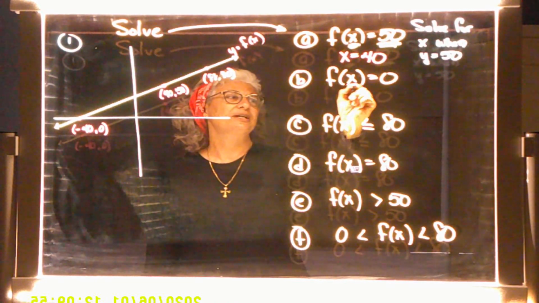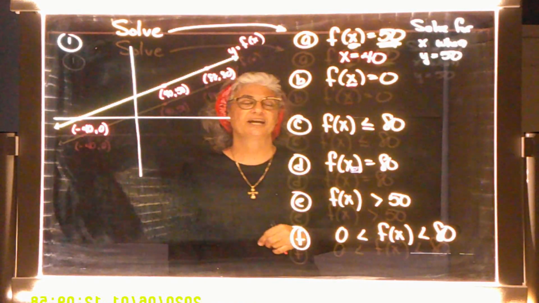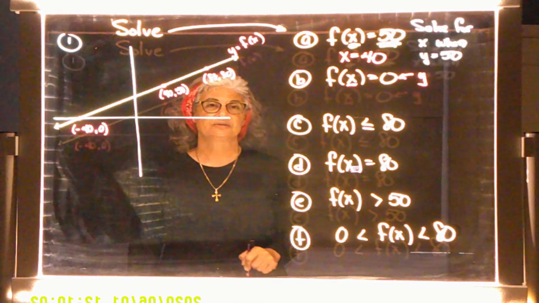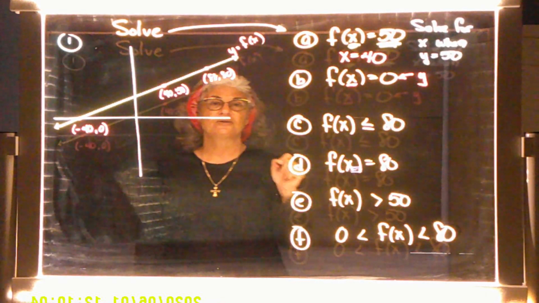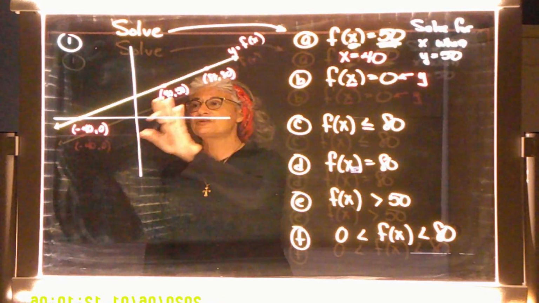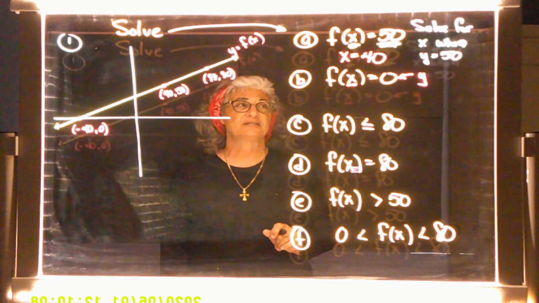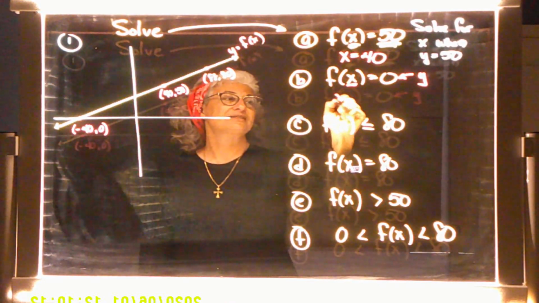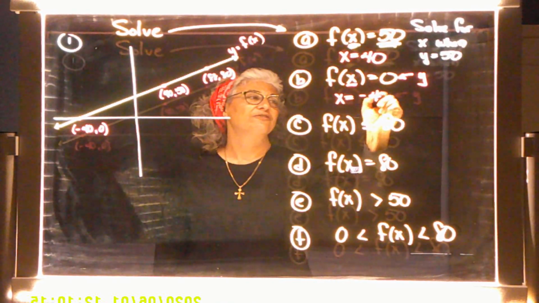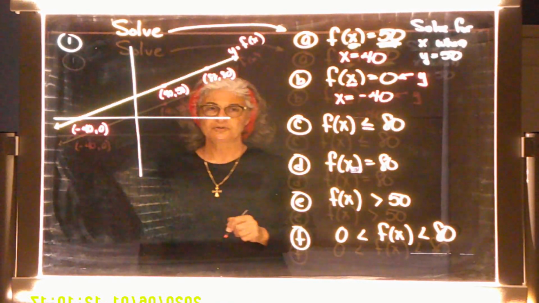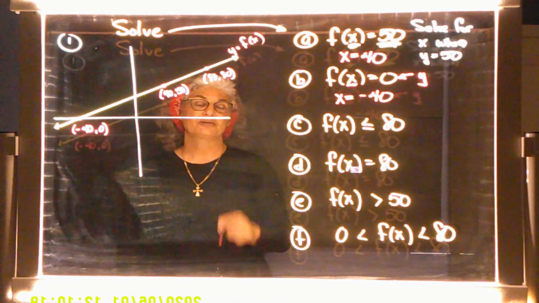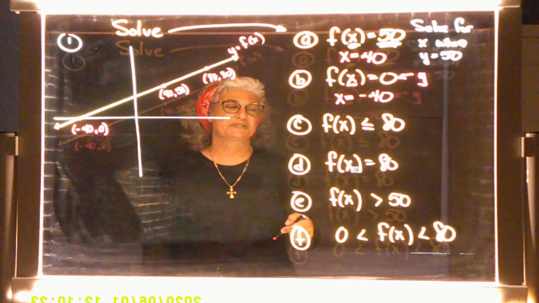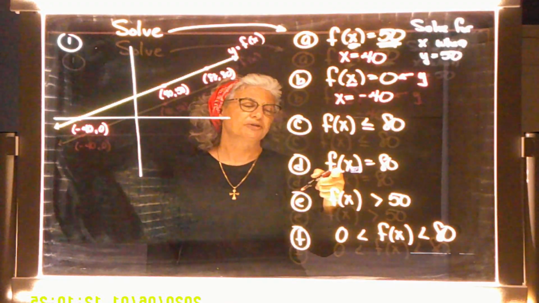Again, they didn't write the x, so I must be solving for x. And this 0 must be the y value. So, if I know that the y value is 0, which of these 3 points has my y value being 0? Yeah, this one down here, which means the x is equal to negative 40. Cool? Okay, look at part C. Actually, I want to go to part D first, and then I'll go back to part C.